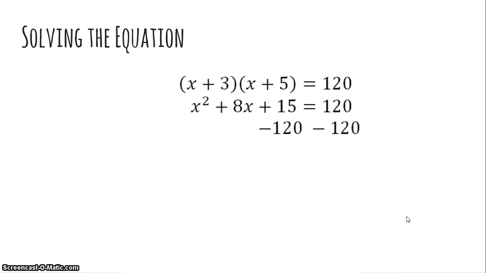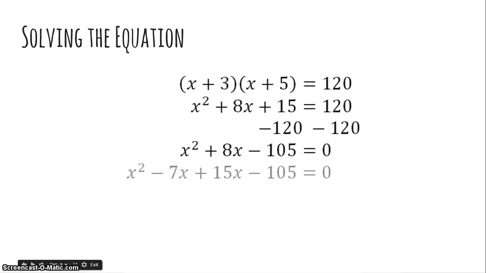Then I subtract 120 from each side so that I can set the equation equal to 0 and thus solve it. From here, with a little bit of guess and checking, I'm able to find that negative 7 and 15 are the two factors of negative 105 that add together to equal 8.